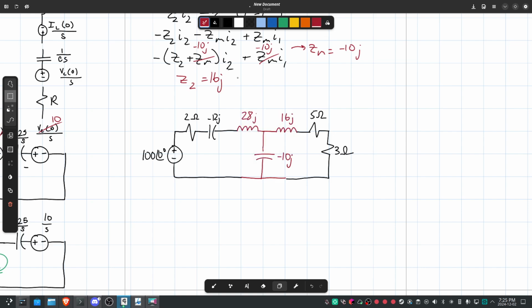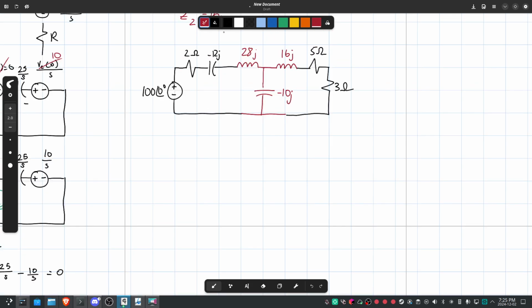This is our T junction. Is it supposed to be a capacitor? It's a capacitor here because it's negative 10J. Whenever the impedance is negative, that means it's capacitive. If we had determined that Zm is equal to 20J, then it would be an inductor. And you will find it's positive when we have aiding, when the mutual is aiding.